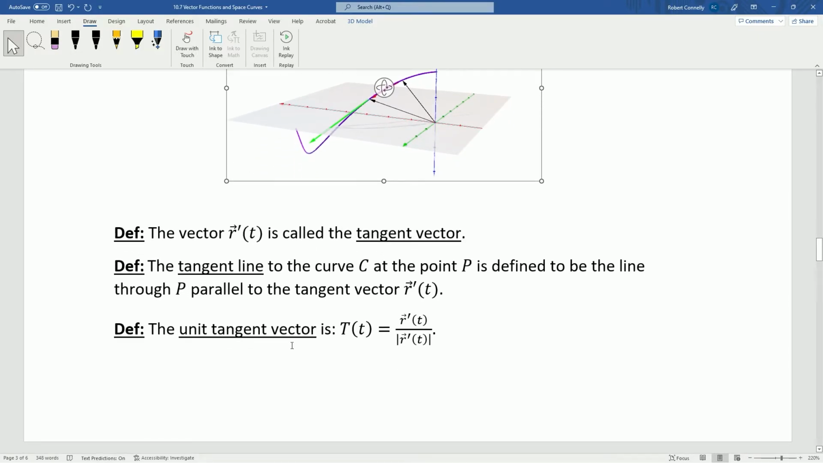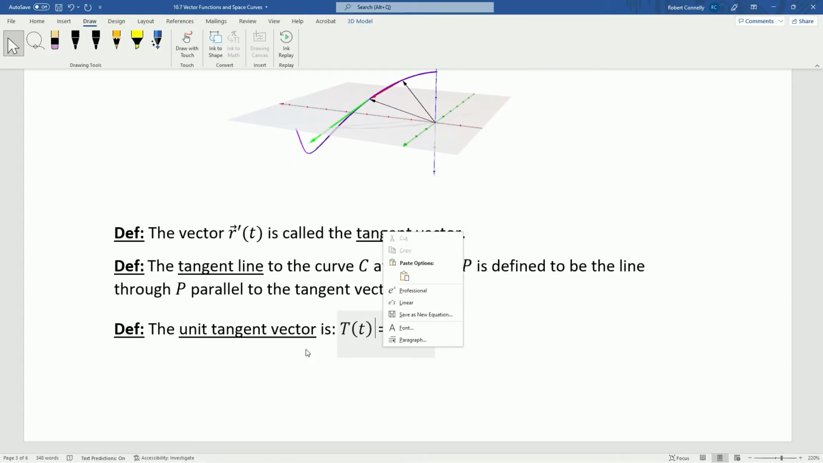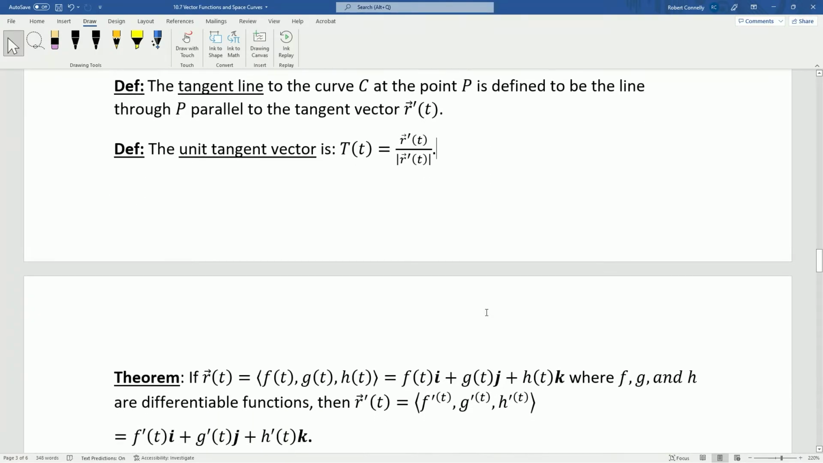Now, another definition that's going to come up frequently throughout the class is the unit tangent vector. We denote this particular vector as T of t. And this is just the derivative vector divided by its magnitude. So that just gives us a vector whose length is 1 and is pointed in the same direction as r prime.